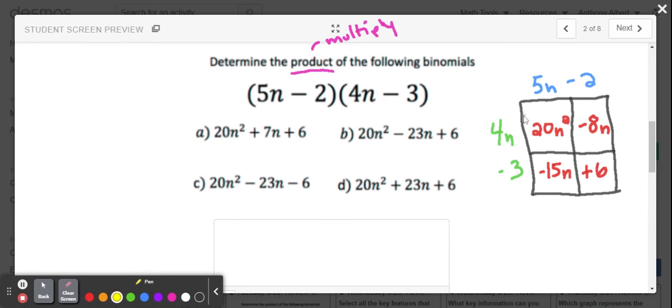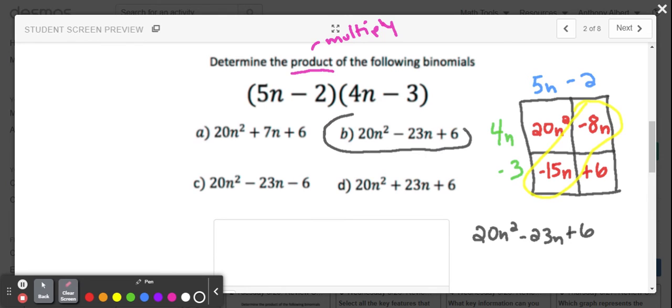Combine our like terms. Again, look for them in the diagonals. There they are. And writing this out, I have 20n squared. -15 minus 8 is -23n plus 6. 20n squared minus 23n plus 6. There's your answer there.